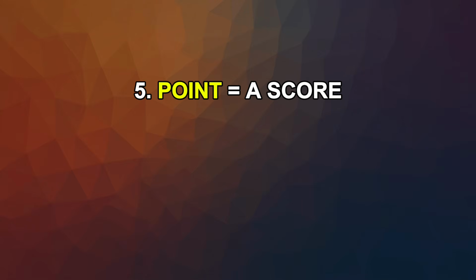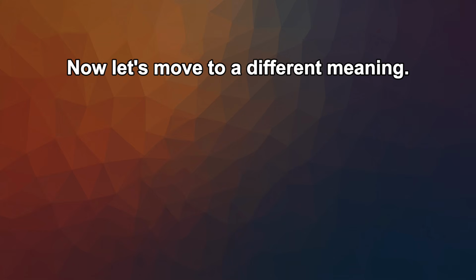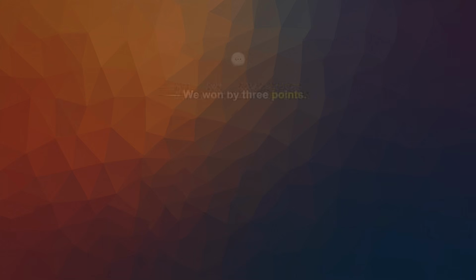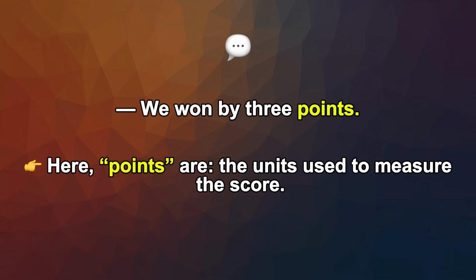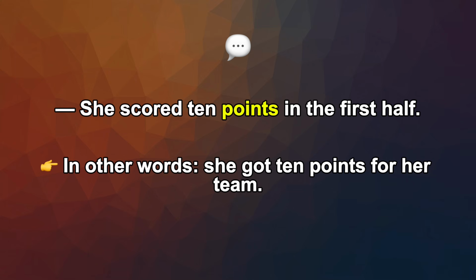Point equals a score. Now let's move to a different meaning. In sports and games, a point is something you score. We won by 3 points. Here, points are the units used to measure the score. She scored 10 points in the first half. In other words, she got 10 points for her team.